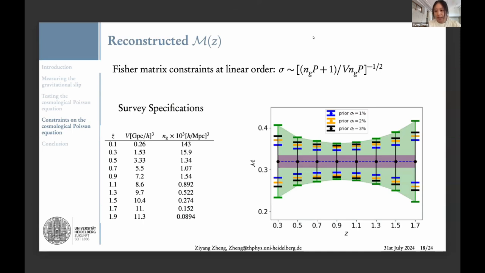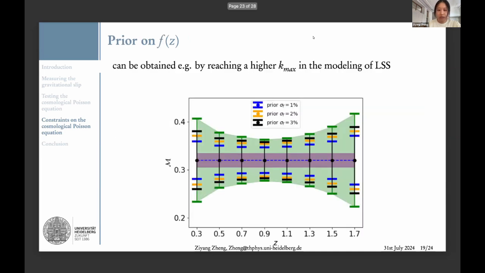So we can see that M is constrained best somewhere in the middle, where the errors for the lowest redshift range and the highest redshift range are relatively larger. This is simply because at relatively high redshift, the number density of galaxies in each bin is relatively low, and therefore we have a low signal-to-noise ratio. For the low redshift, this can be seen from the entries of the Fisher matrix elements, because at low redshift the survey volume is small, and sigma is inversely proportional to the survey volume. So at low redshift we also have relatively large errors.